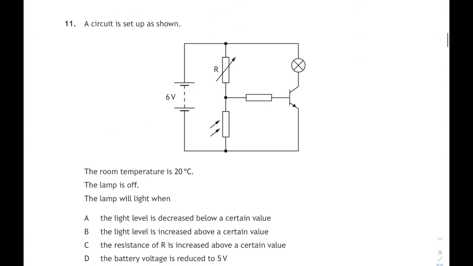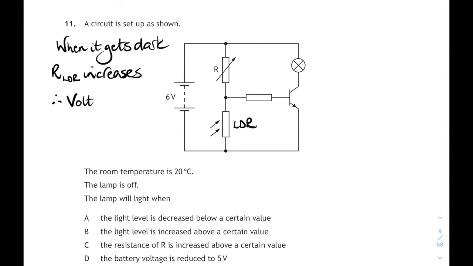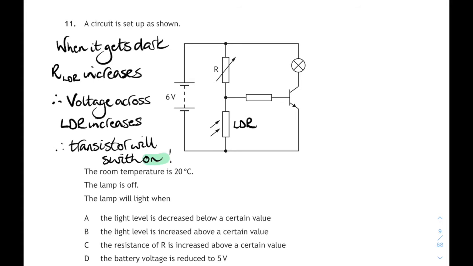Question 11. Electronic circuit has got an LDR in it. We're told the room temperature is 20 degrees, the lamp is off, and the lamp will light when, well, let's think about this. It's an LDR, and what you should know about an LDR is that when it gets dark, the resistance of the LDR goes up. So the voltage across the LDR will increase when it gets dark, and then the transistor will switch on. So the lamp will light when the light level is decreased below a certain value. That's answer A. So answer A is correct.